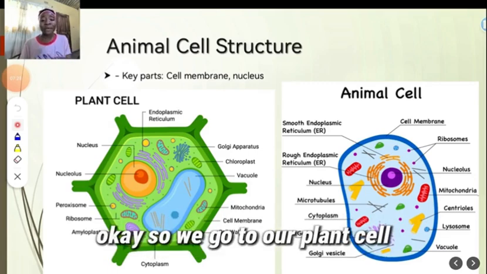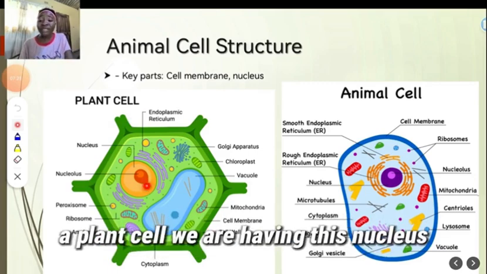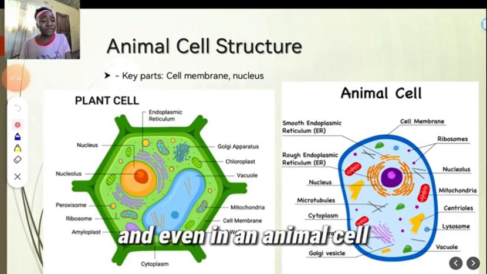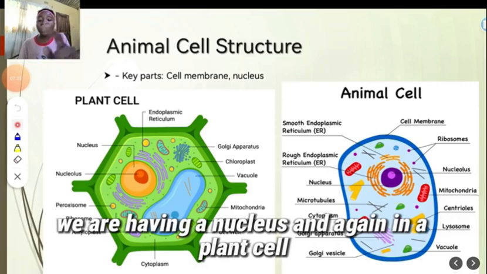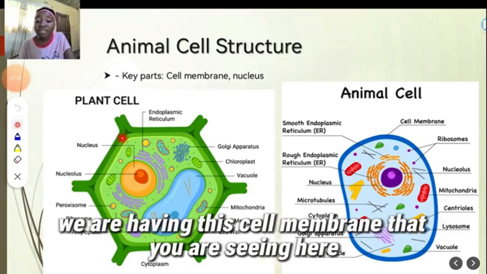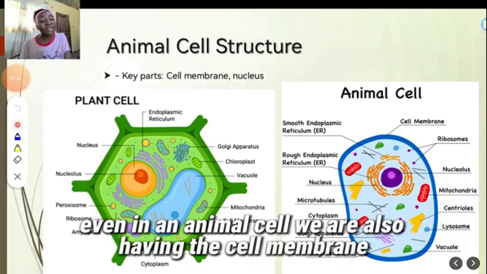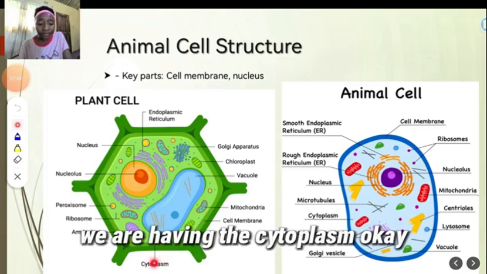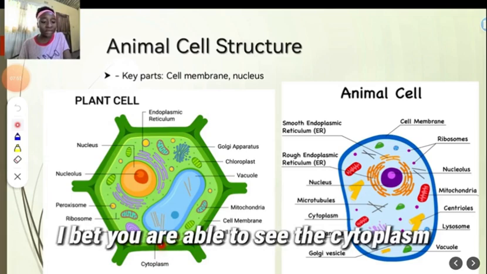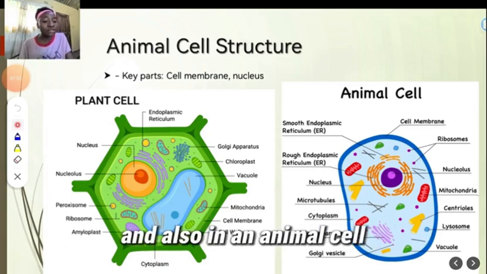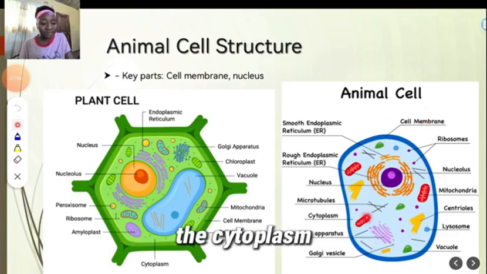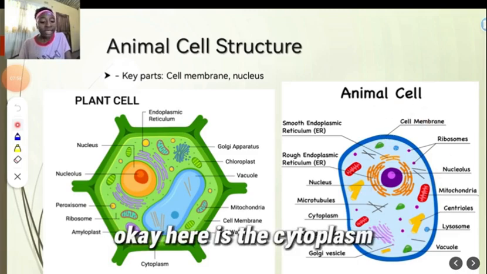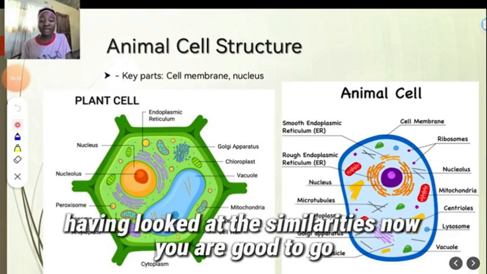So we go to our plant cell. In the plant cell, we have the nucleus, and even in an animal cell, we have a nucleus. Again, in a plant cell we have the cell membrane that you are seeing here, and even in an animal cell we also have the cell membrane. In a plant cell, we have the cytoplasm, and I bet you are able to see it. And also in an animal cell, we have the cytoplasm. Having looked at the similarities, you are good to go.